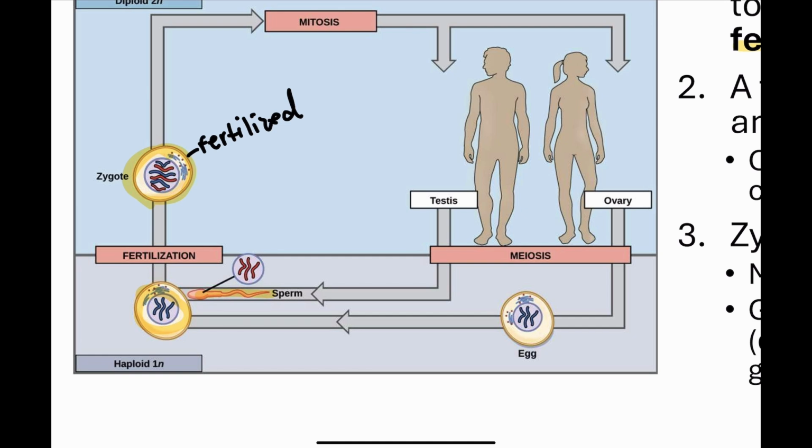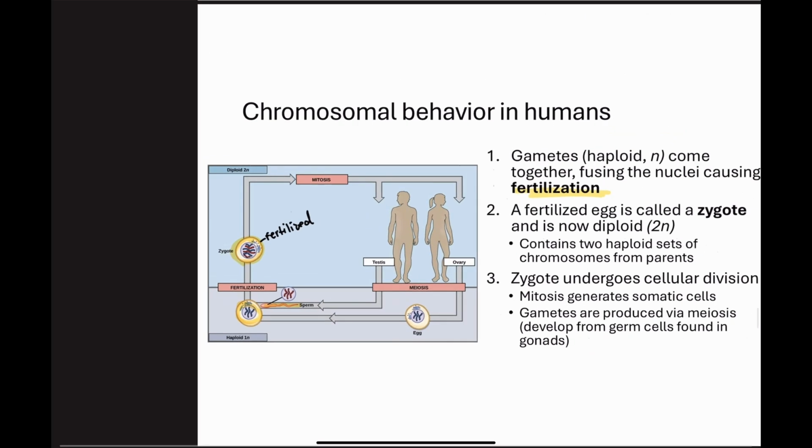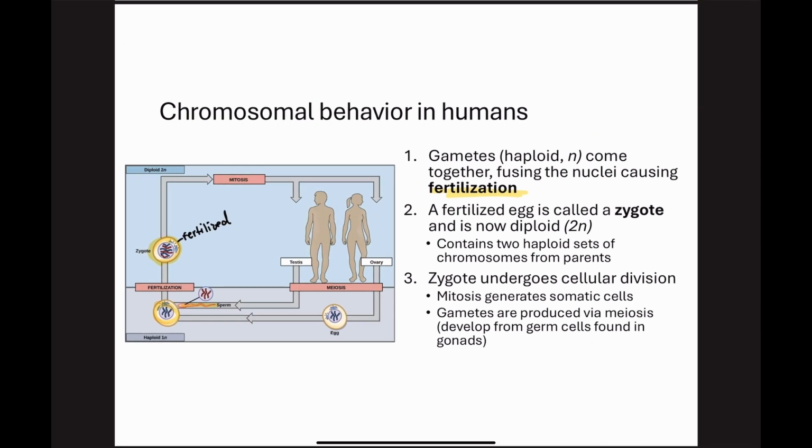That fertilized zygote is now diploid because it has two haploid sets of chromosomes. So we went from having haploid gametes to now having a zygote that is diploid. It contains two haploid sets of chromosomes from the parents.